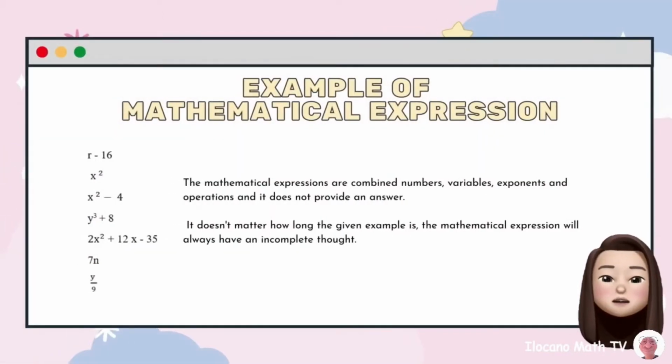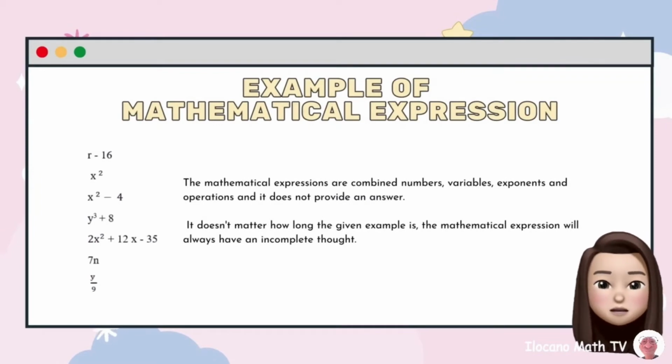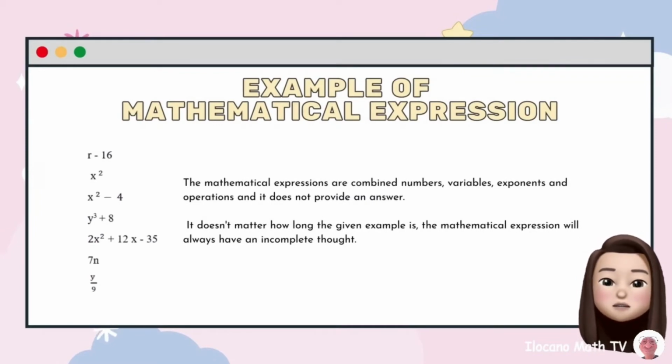Examples of the mathematical expressions. The examples for the mathematical expression are r minus 16, x squared minus 4, y cubed plus 8, 2x squared plus 12x minus 35, 7n or the product of 7 and a number, y over 9 or y divided by 9.